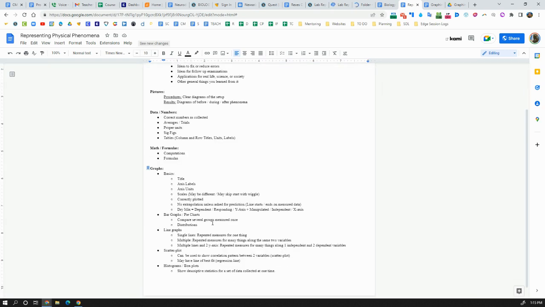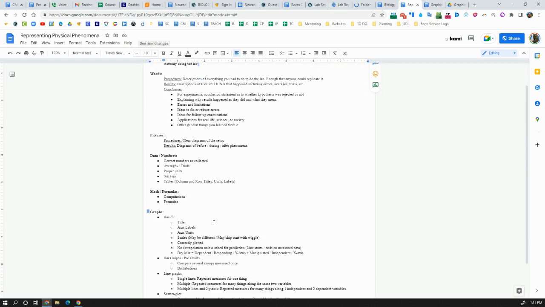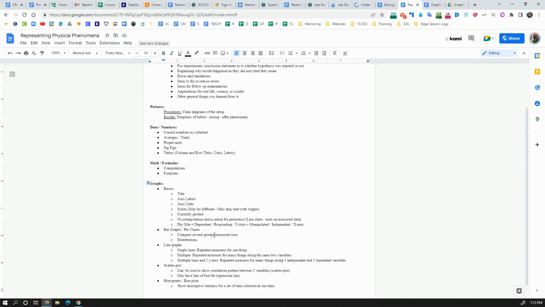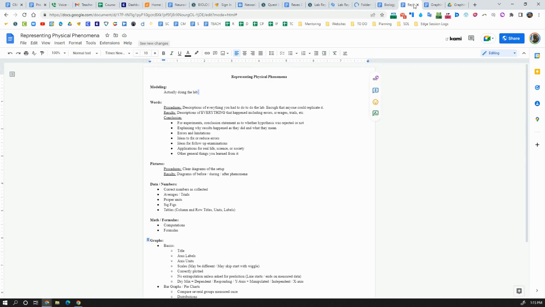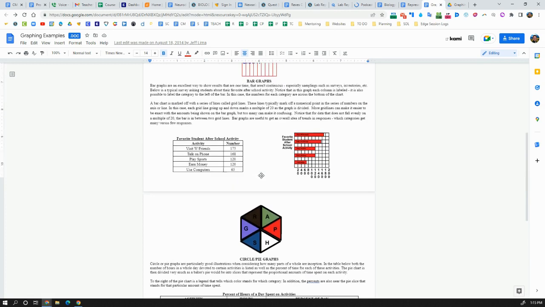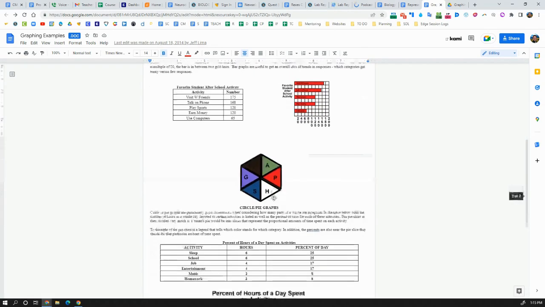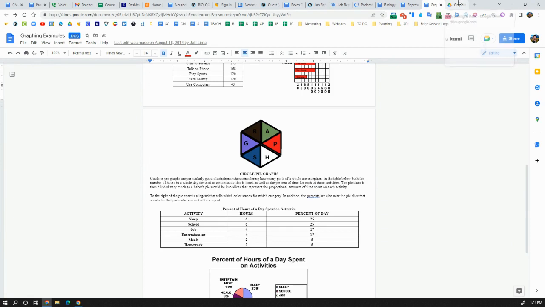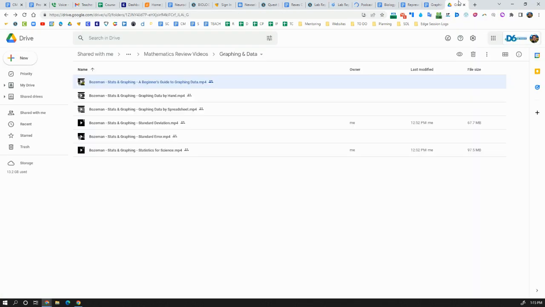I also have a document that's linked in the specific resources that talks about how to represent physical phenomena well. And in here, it gives you some examples of some things you might want to do in order to represent your data, and you can look at that. You can also look at these examples of graphs, different kinds of graphs. We have line graphs and circle graphs and pie charts. And I also have a separate playlist of videos that talk about how to analyze data in more detail. So you can look at any of these resources if you need further support with this skill. And I recommend that you do.